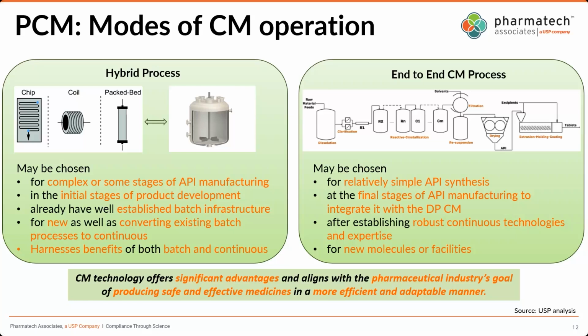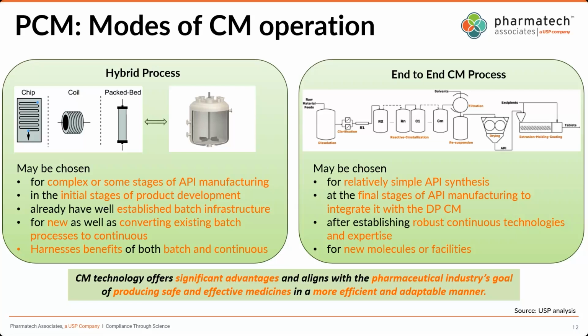However, it is important to note that the hybrid or the end-to-end approach of CM manufacturing may also depend on the cost considerations and the technical expertise within the organization. But CM technology offers significant advantages and aligns with the pharmaceutical industry's goal of producing safe and effective medicines. So now that we have seen the advantages of continuous manufacturing, what are the different types of CM approaches?